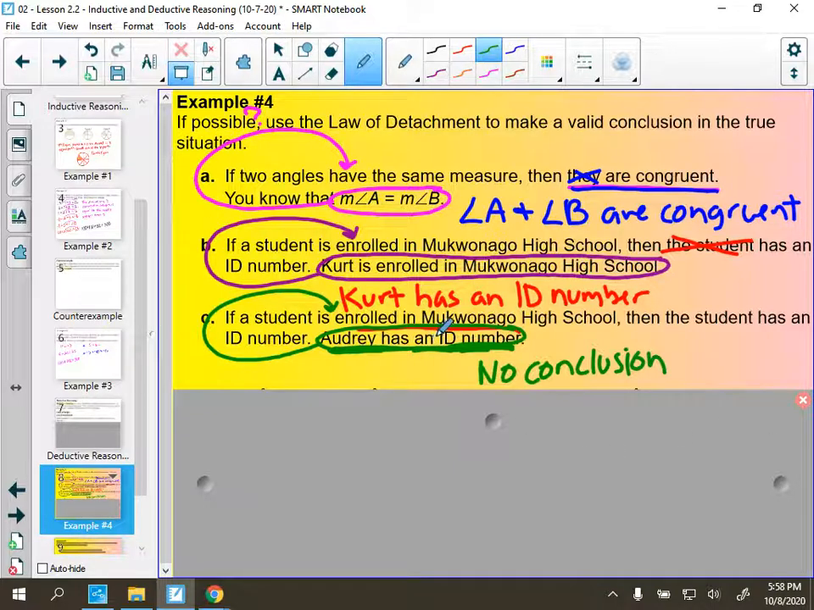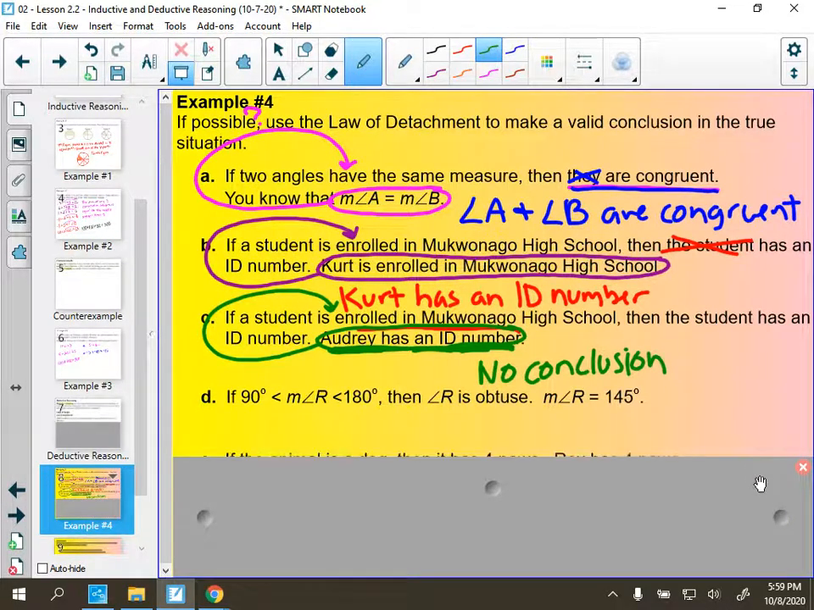She could have a different, Waukesha South student ID. She could have a prison ID. She could have a driver's license ID number. It just says Audrey has an ID number. We can't assume that this just works backwards and then that she's enrolled in Mukwonago High School. Okay, so they can be kind of tricky. I think that's our first look at a no conclusion one.